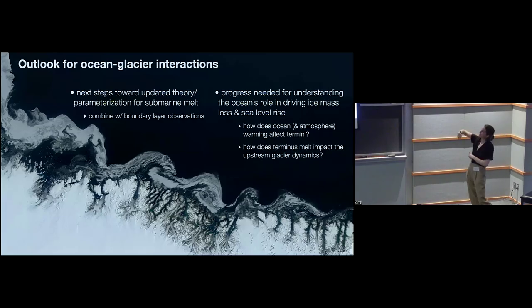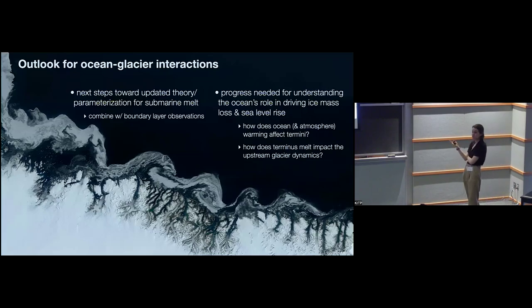But anyway, what I'm talking about here is focusing on just one way in which ocean and atmosphere warming could affect glaciers, through the submarine melting of the terminus. But this is only one potential mechanism or pathway that ocean and atmosphere warming can affect the termini of glaciers.